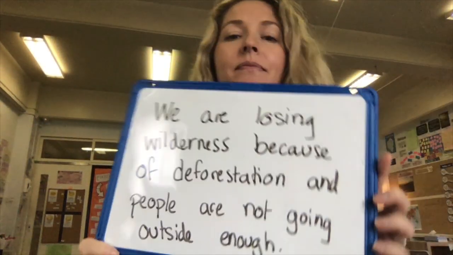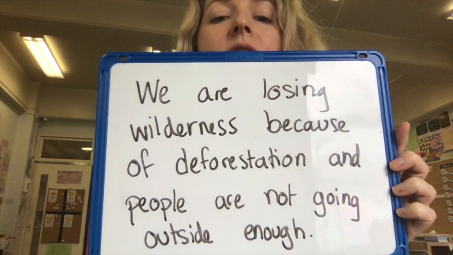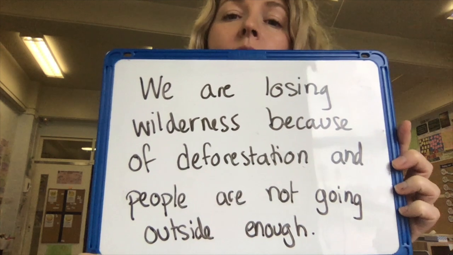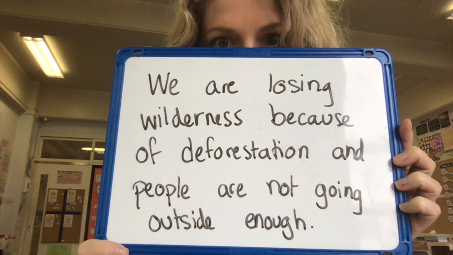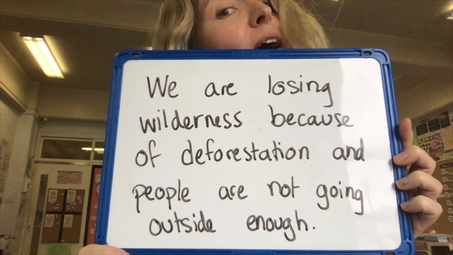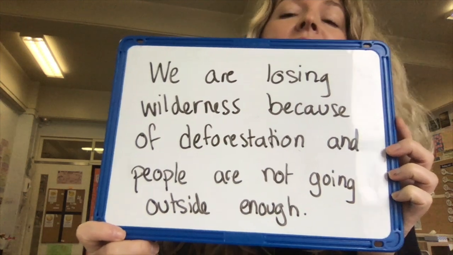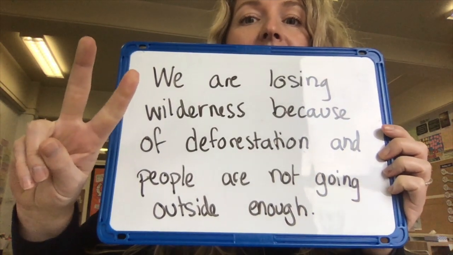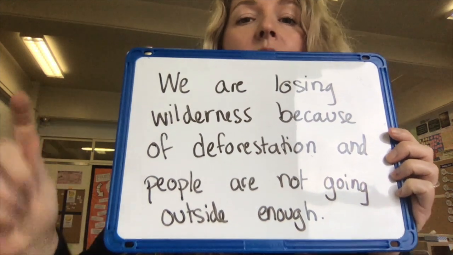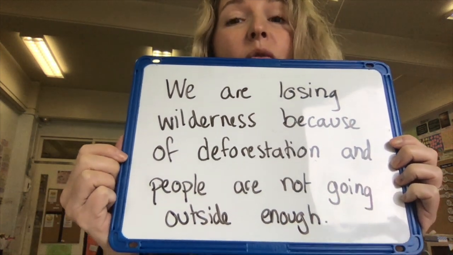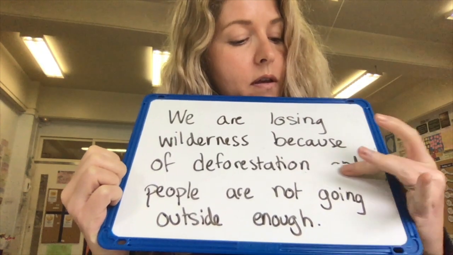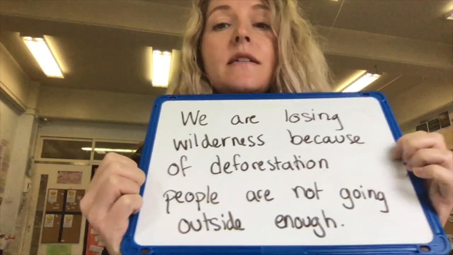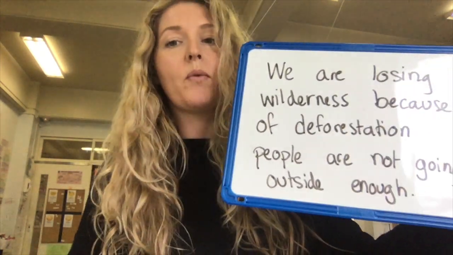So I've tried it again, and I've gone a little bit of a different way. We are losing wilderness because of deforestation, and people are not going outside enough. Good or bad? If you said kind of good, kind of bad, you were pretty much right. There are 2 ideas here, not just one idea, 2 ideas. To make this better, I would probably write down my central idea twice. So all I have to do, I can create 2 different central ideas and then maybe later on choose which one I want to focus on.